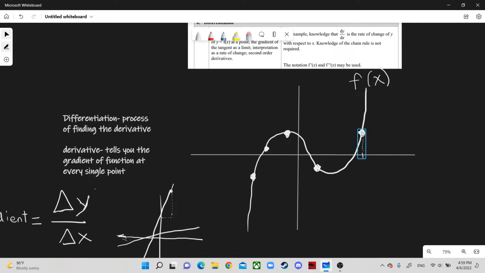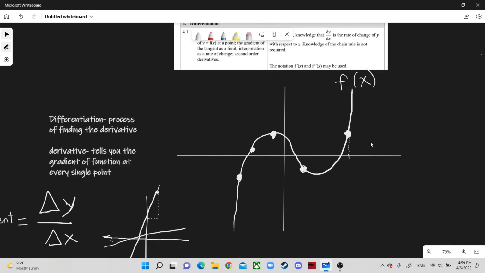Okay? So let's find the gradient at this point, for example. Now we want to try to have a straight line here so we can find the gradient. How are we going to do that? Well, as you can see, the function goes like this. If you follow my mouse, you see that the function goes like this, and it starts to increase like this.